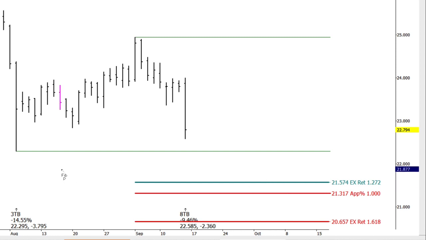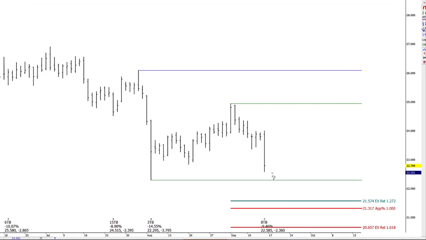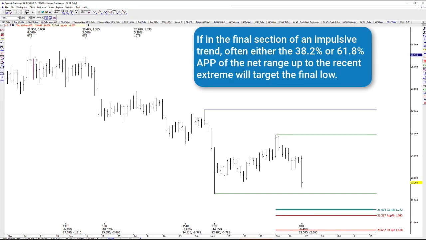Now here's one other alternate price projection we can look at. It's particularly relevant with certain wave structures, but we can look at it if we're in the final section down. We can measure the entire range prior to the final section, proportion it by 38 and 62%, and then project it from the last swing high.